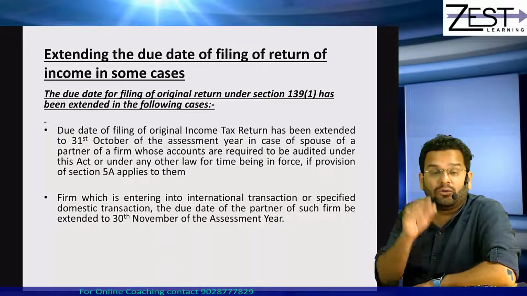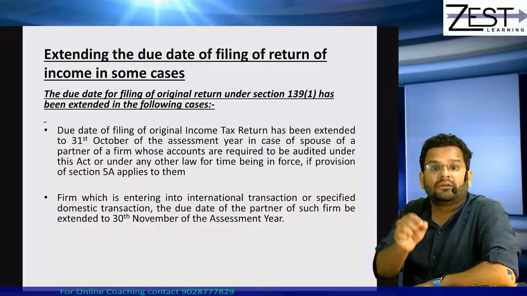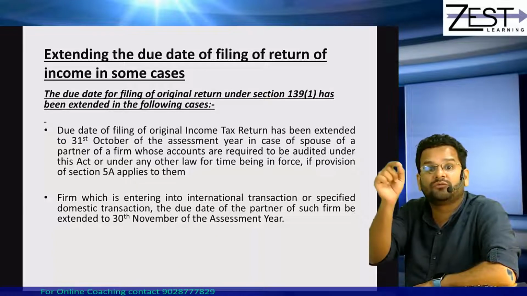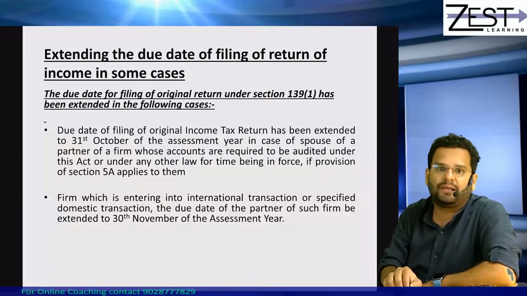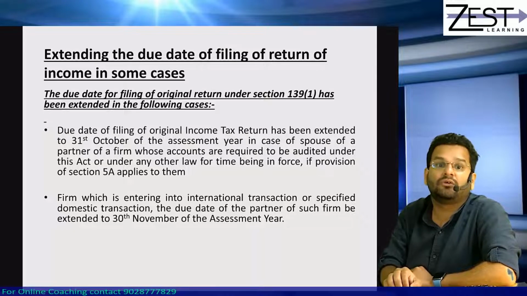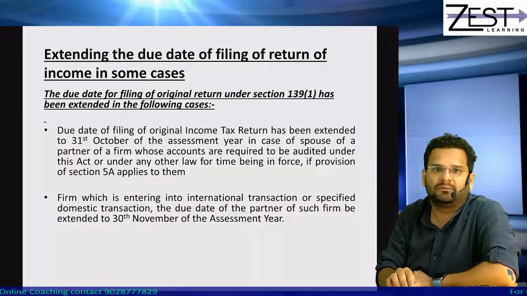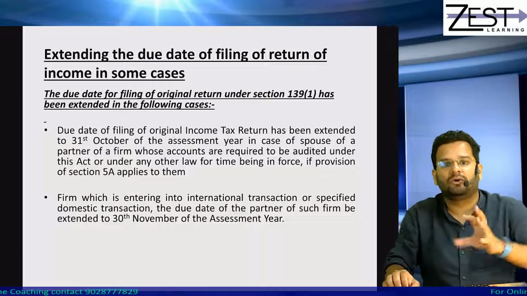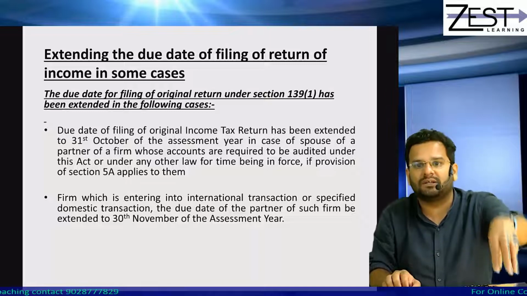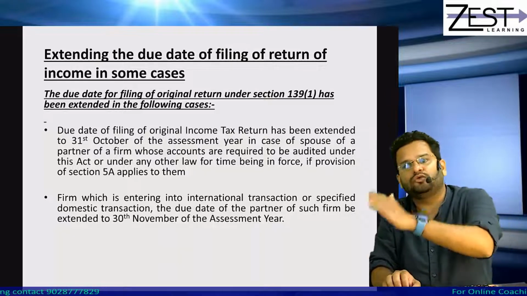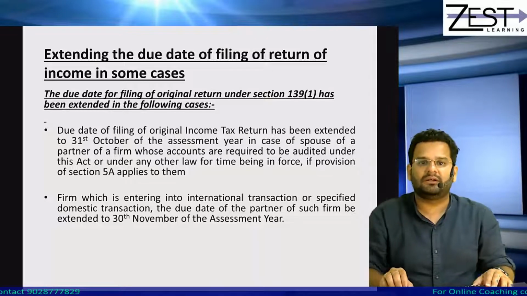I am talking about which firm? That firm to whom provisions of section 92 apply. Okay, and that audit under 92E is done. For them I am talking about. So for the firm obviously it is 30th November. Now for those partners also it becomes 30th November.